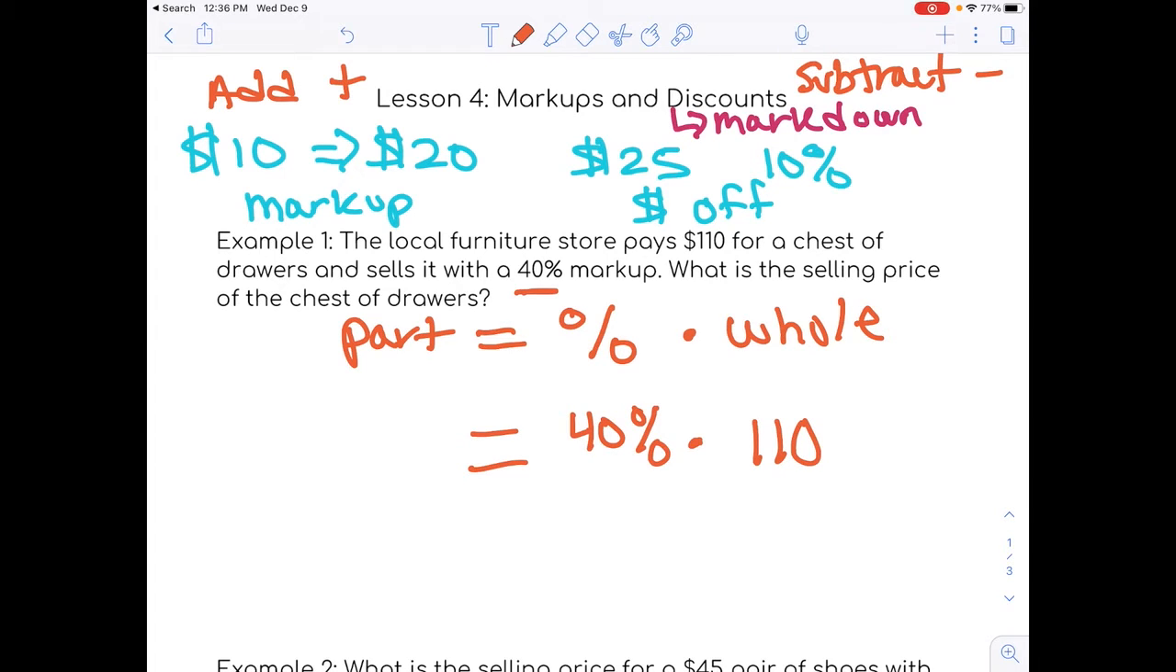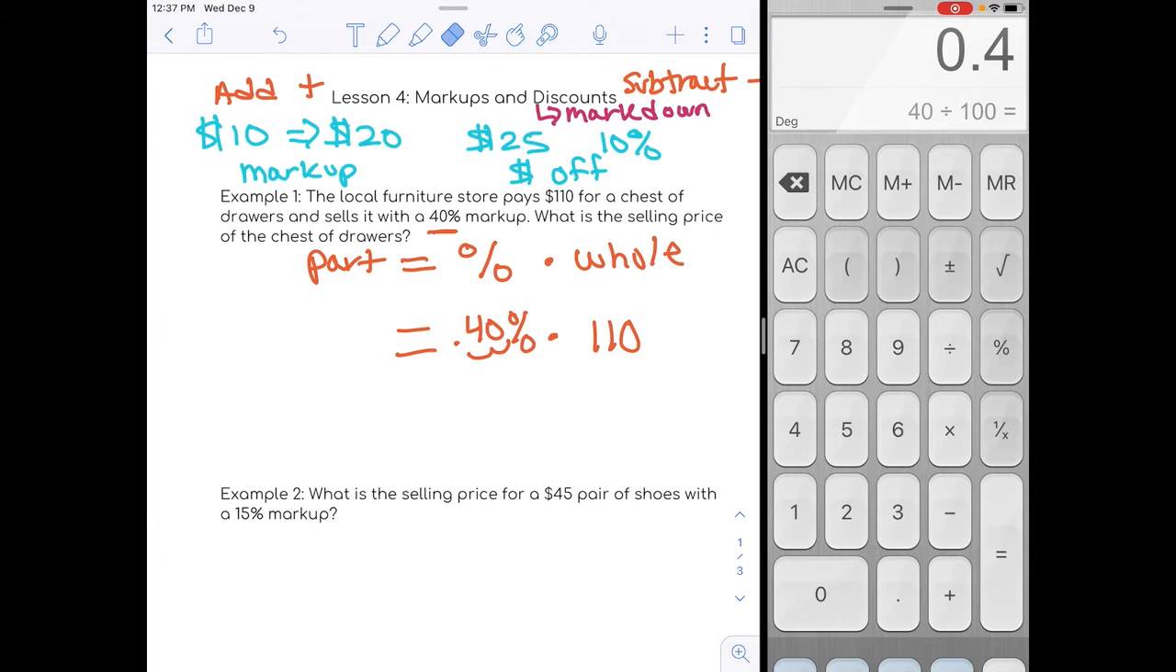Now, hopefully you guys know by now, we want to turn this percent into a decimal. To do that, you can move the decimal place over 2 times, or you can divide by 100 in your calculator. Either way, you're going to get 0.4. And now all I have to do is multiply this by 110. So I have $44. This is my markup.